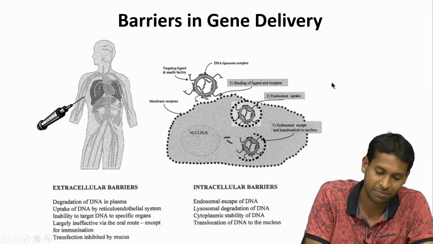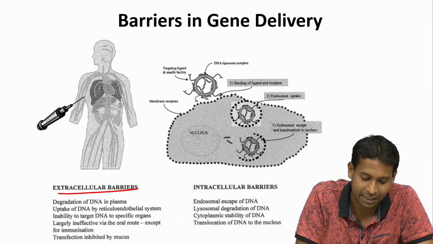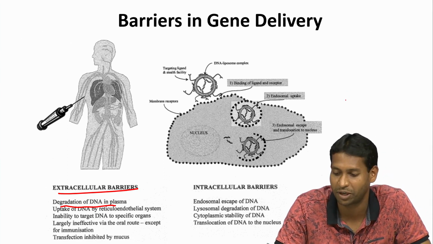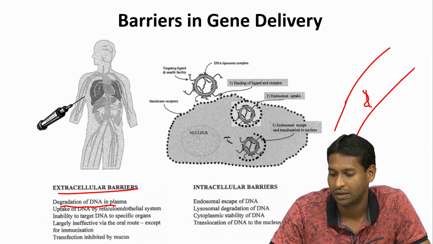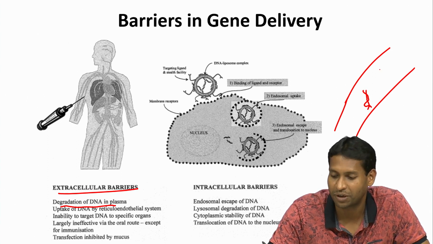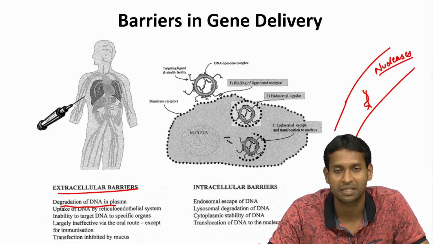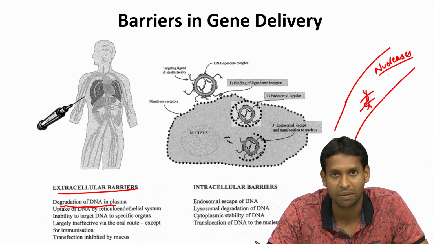So first, let us talk about some extracellular barriers. One is the DNA that you are delivering. If it goes into the plasma, which is of course one of the major fluids in the body, in the blood vessels, the plasma contains several nucleases, and these are nothing but enzymes that degrade any long nucleotide chains. So this will get degraded, and once it gets degraded it is no longer functional. That is a big problem when you are delivering a gene.